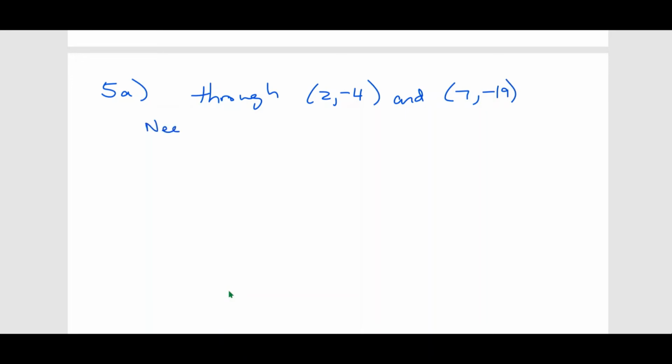This is question 5a from the same page. 5a asks you to find the equation of a line that's through the point (2, -4) and another point, (7, -19). Okay. Now it's through 2 points. And remember we said to write the equation of a line, we need a point and a slope. I don't have a slope, but I have 2 points. So what do you think we're going to do?